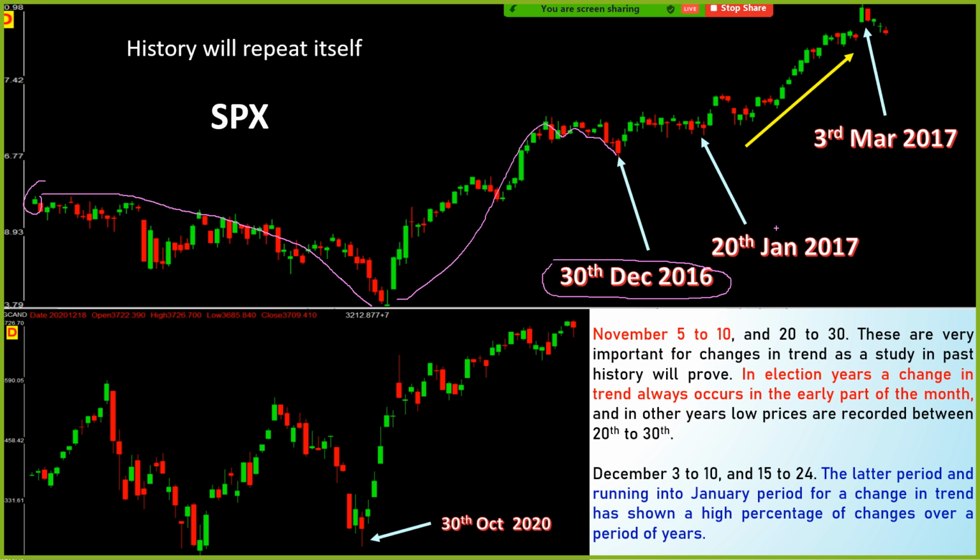And another one is a very important date for the next year after the election, because around 20th January the new president will get the power to control the government. So that is a turning point. 20th January 2017. Then all the way the market rose up to early March.